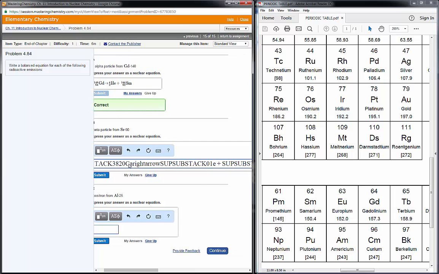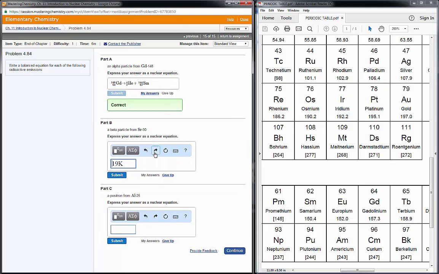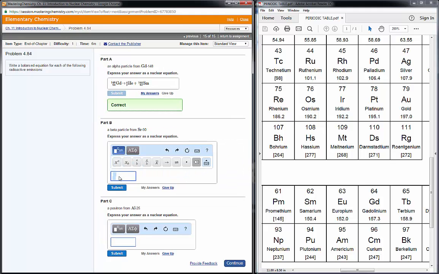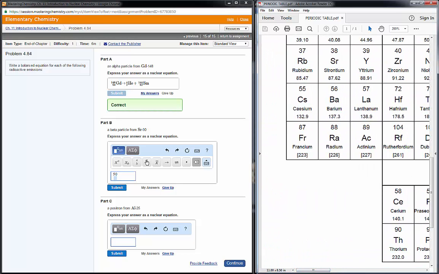Beta particle from strontium 90. Oops, that didn't work. Beta particle from Sr 90. 90, and strontium is number 38. Beta particle has a mass of 0, charge of -1. It's an electron. And 90 equals 0 plus 90. 38 equals -1 plus 39. Element number 39 is yttrium.